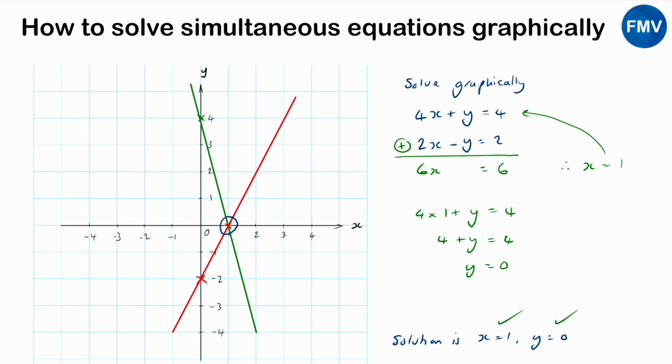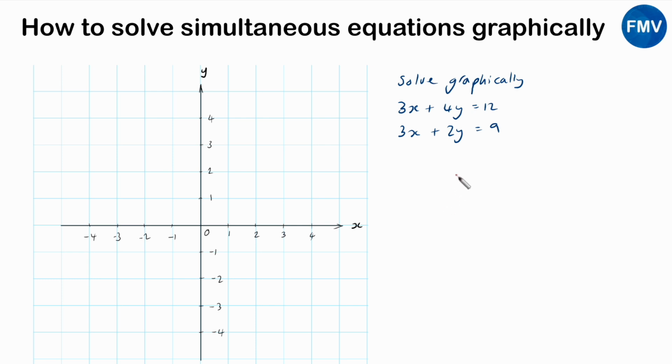Okay, a couple more to do. Let's go again. Principle is exactly the same. Let's cover up the x so we know x is worth 0. So I'm going to say 0 something. 4 lots of y is 12. Well, 4 times 3 is 12, therefore y is 3.